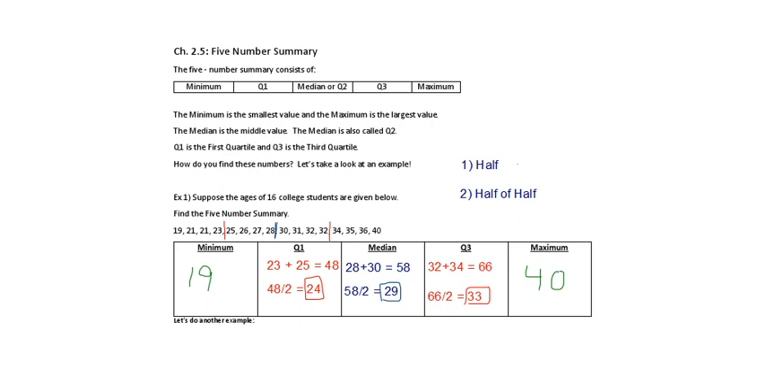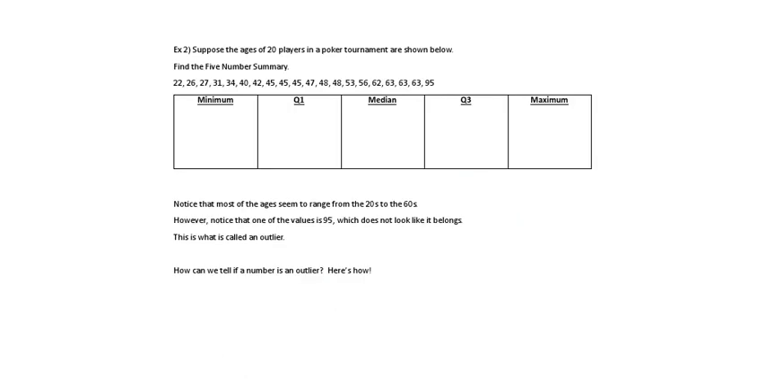Let's do some more examples. Okay, so this time we have 20 players. So first what I'd like to do is draw a blue line that separates 10 from 10. 1, 2, 3, 4, 5, 6, 7, 8, 9, 10. So notice I drew a blue line between 45 and 47. 10 numbers on the left, 10 numbers on the right.